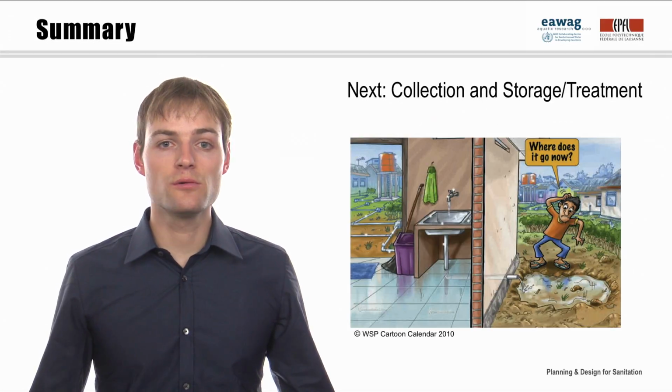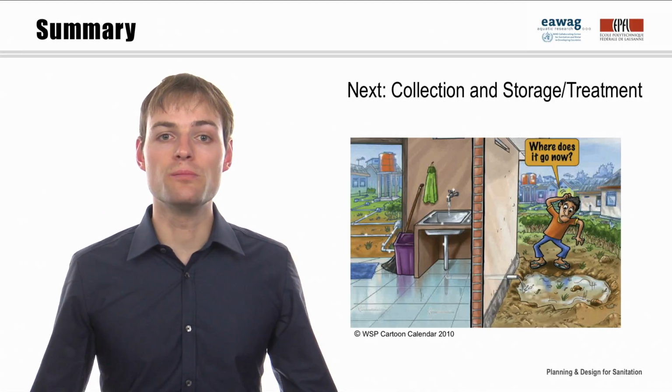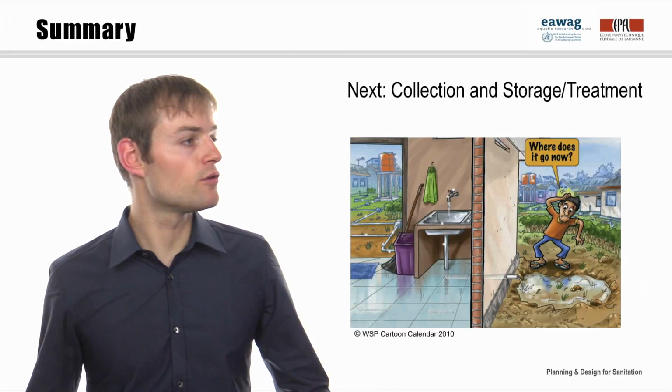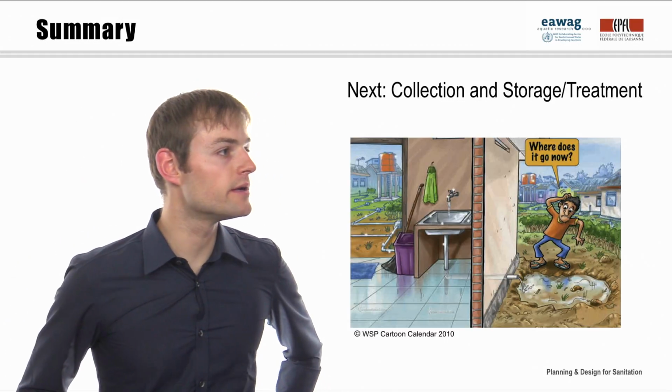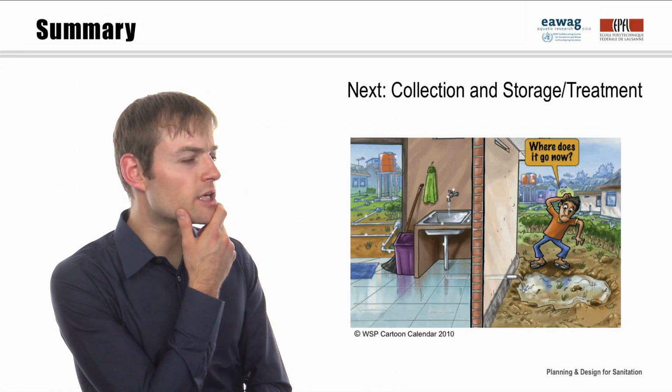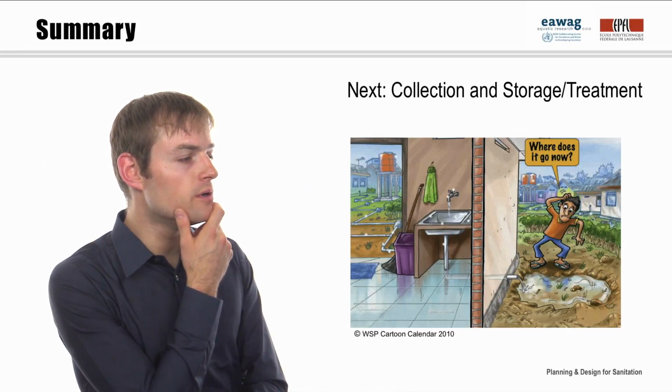In the next modules, we will be looking at the following functional group: collection and storage, and on-site treatment. The following modules will also answer the question of this fellow here. Where do the products generated at the user interface go?